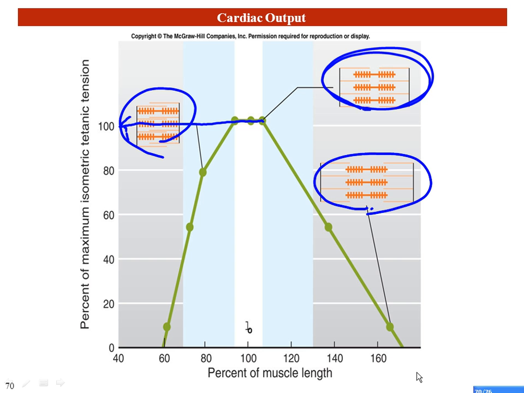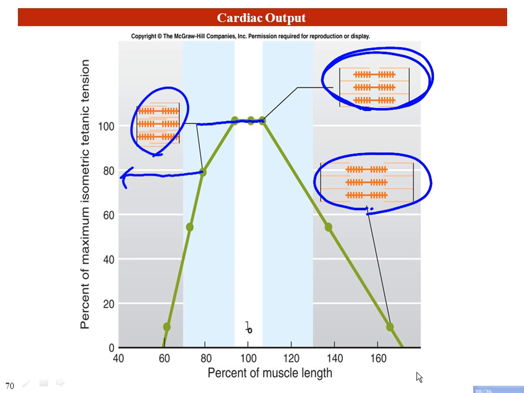Now, in the heart at rest, there's a lot of overlap. When there's a lot of overlap, it can't generate the maximum force. It doesn't have to, because there's not much blood going into it. There's only about 5 liters going into it on a per minute basis. Now, when somebody exercises, what happens is more blood goes into the heart.